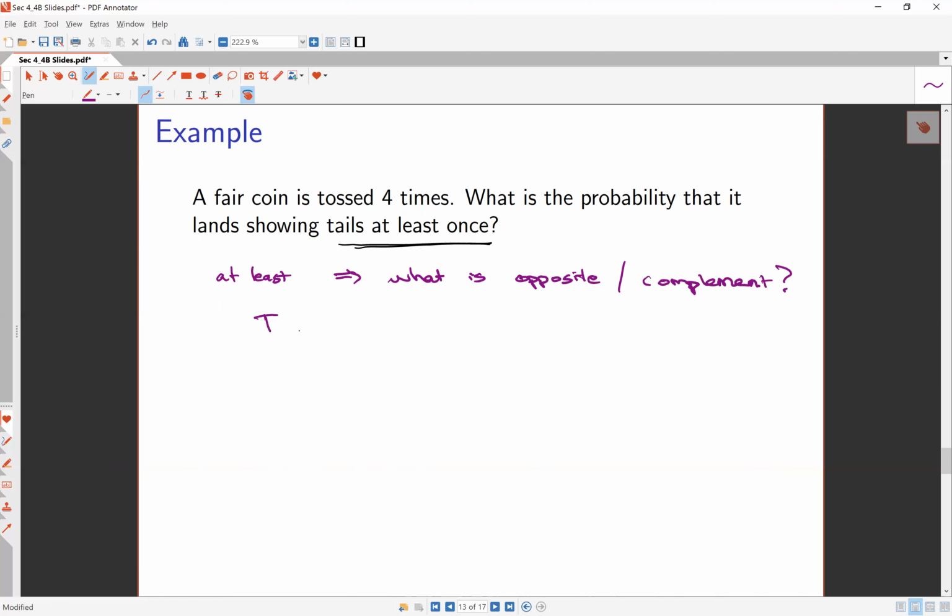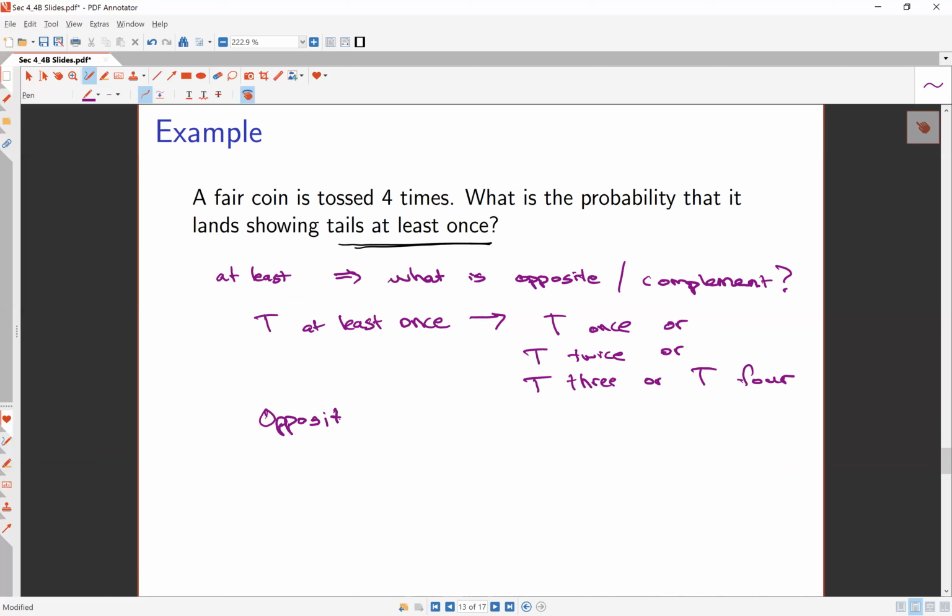If I say tails at least once, that could mean tails once, or tails twice, or tails 3 times, or tails 4 times. But what is the complement, or the opposite? The opposite of seeing tails at least once would be seeing tails 0 times, which is the same as what? Seeing heads 4 times.